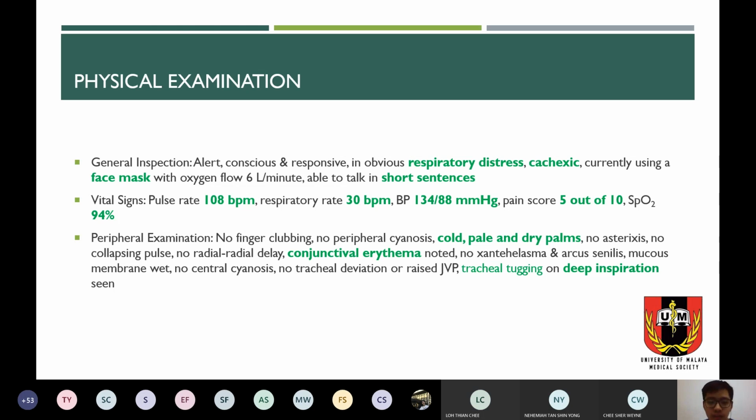His vital signs: pulse rate is 108 beats per minute, respiratory rate 30 breaths per minute, blood pressure 134 over 88 millimeters of mercury, pain score 5 out of 10, with SpO2 of 94%. So the SpO2 is on the oxygen. Yeah, it's on the oxygen.